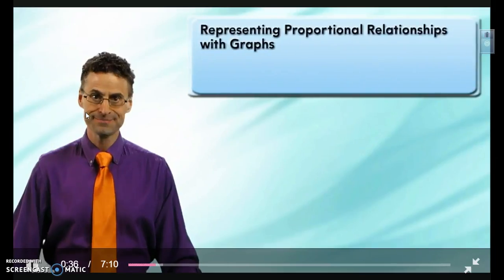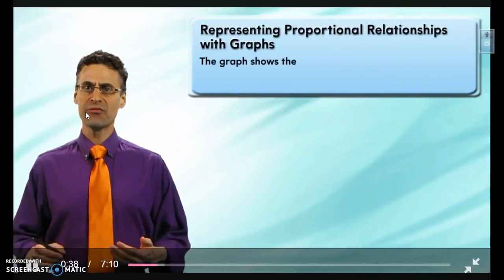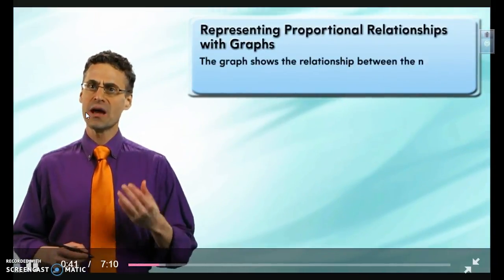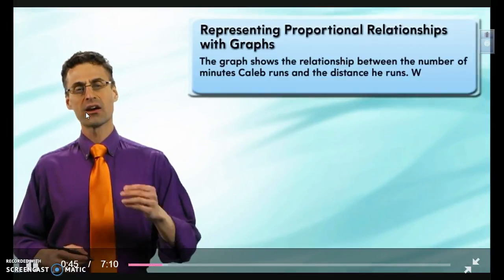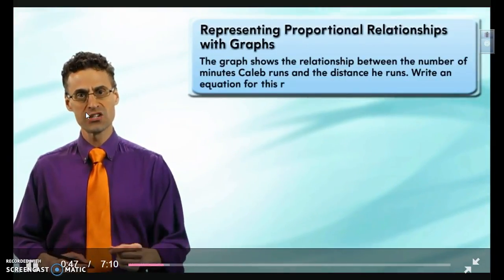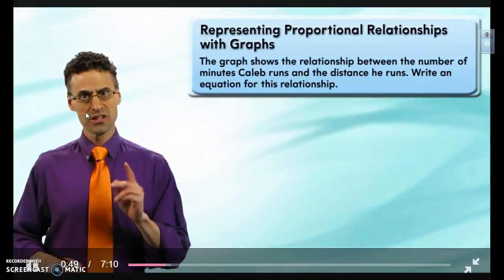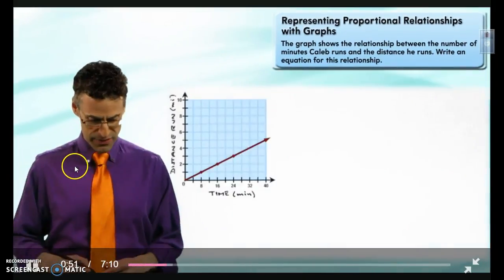It's a great opportunity to think about how we can find proportional relationships, even in things involving speed. So let's think about this fun challenge together about Caleb and running. We're going to take a look at a graph that shows the relationship between the number of minutes Caleb runs and the distance he runs. And our challenge is to write an equation for this relationship. So let's just take a look at the graph first.